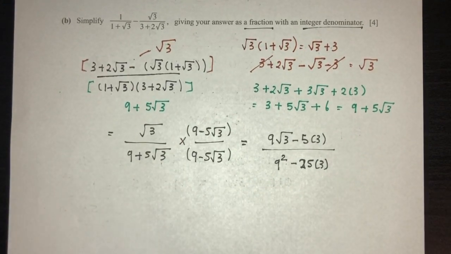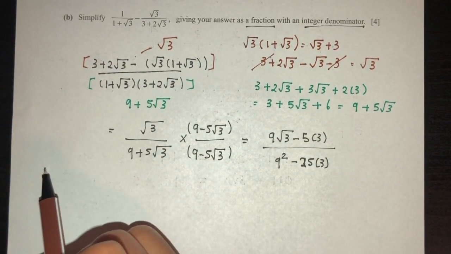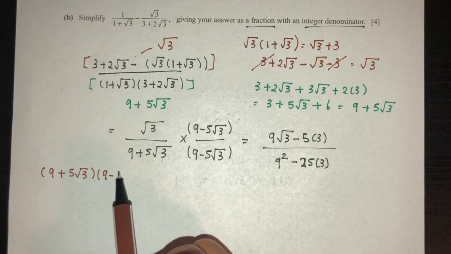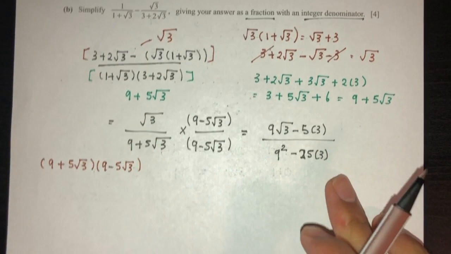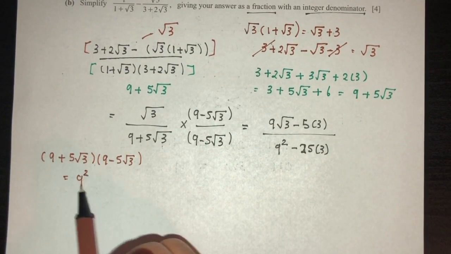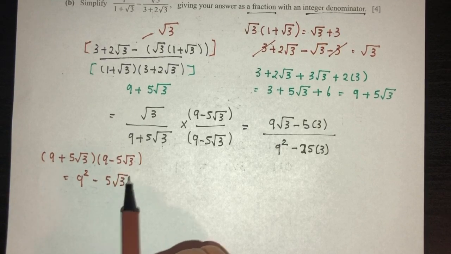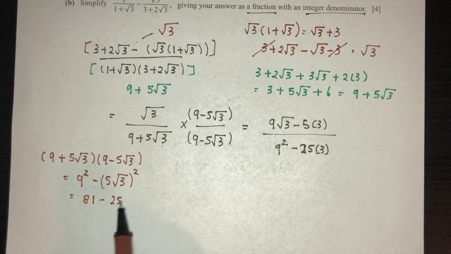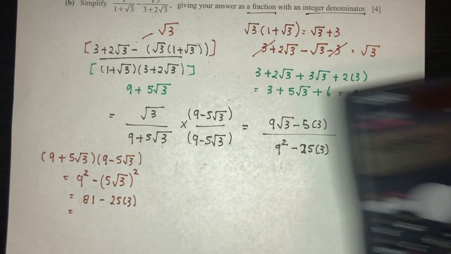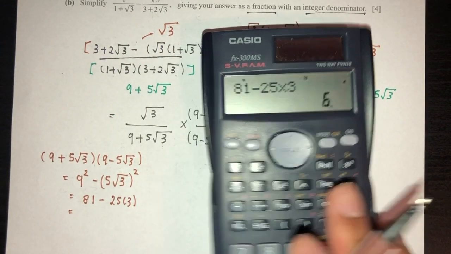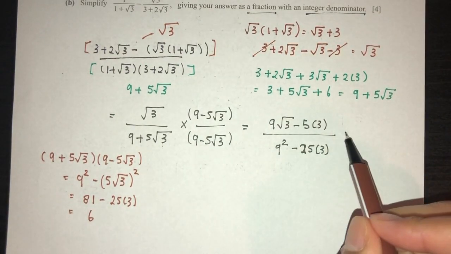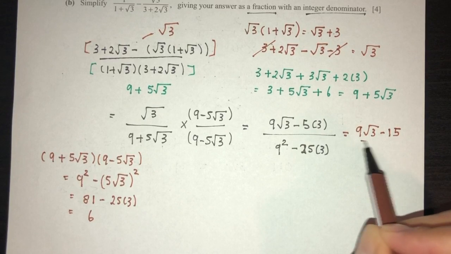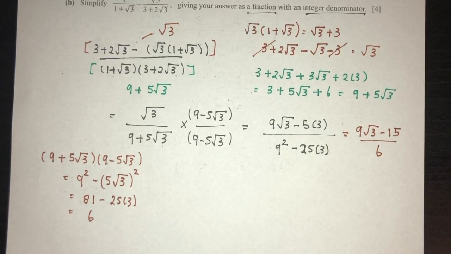Just to explain this, if you guys didn't see that yet, when you multiply the conjugates by each other, as you can see, you will get 9 squared minus 5 root 3 squared. 9 squared is 81 minus 25 times 3. That should give you 6. The denominator will be 6. So simplify to 9 root 3 minus 15 over 6. And that will be your answer for part B.